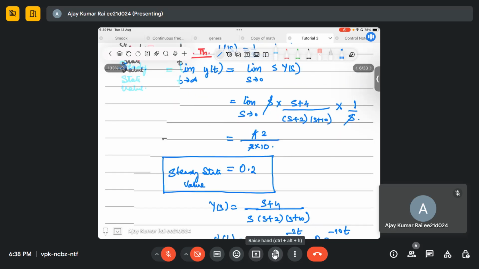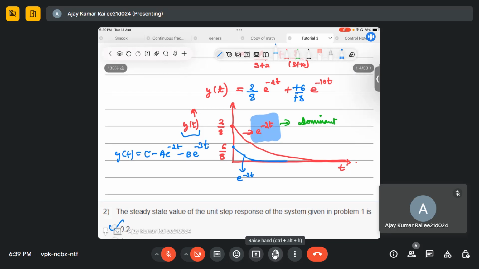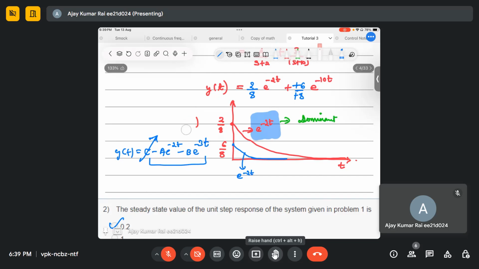So in the previous question, this is not y of t. Okay, so this was wrong. I have not calculated this y of t. So y of t will be something like c minus a e to the minus 2t minus b e to the minus 10t. Okay, so this will be the response. I have not taken this c. I'm just comparing the a and b values. That's why I have drawn this. This is not the response.